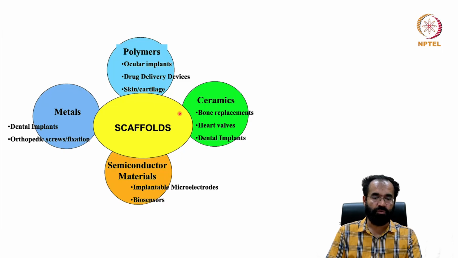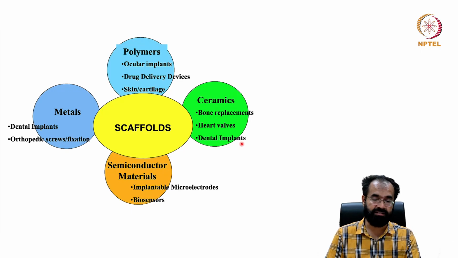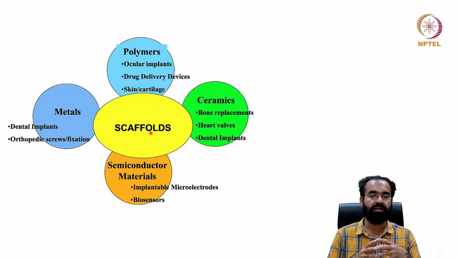So if you look at the scaffolds, different qualities have to be taken care of. Polymers are used for ocular implants, drug delivery devices, skin, cartilages; several polymers are used. Ceramic bioscaffolds are used for bone replacements, heart valves, dental implants, etc. Semiconductor materials are used for implantable microelectrodes, biosensors, etc. Metals are used for dental implants, orthopedic screws, fixation, etc. So they all come under scaffold, but they have different chemical properties.